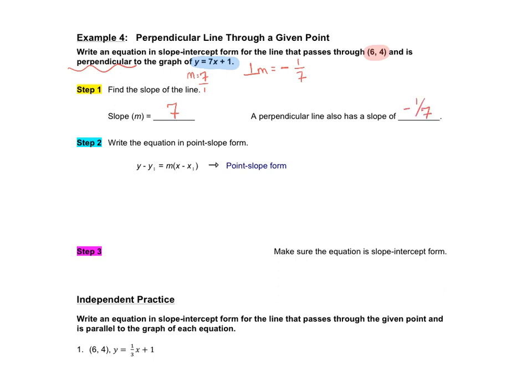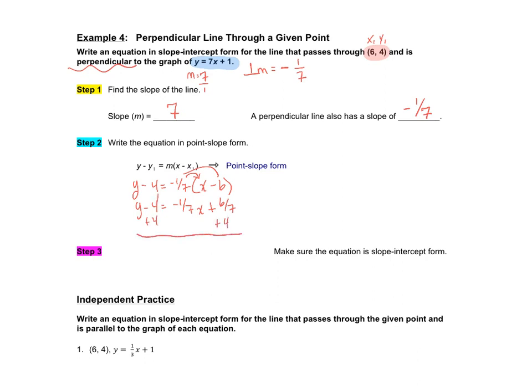And now I have to write my equation. So let me label my x1, y1. So using the point-slope form, since I have a point and a slope, I'm going to do y minus 4 equals -1/7 times x minus 6. Remember, to get to slope-intercept form, step 1 is to distribute. So I get y minus 4 equals -1/7 x plus, because negative times a negative is positive, 1/7 times 6 is 6/7. Now I'm going to add 4 to both sides.